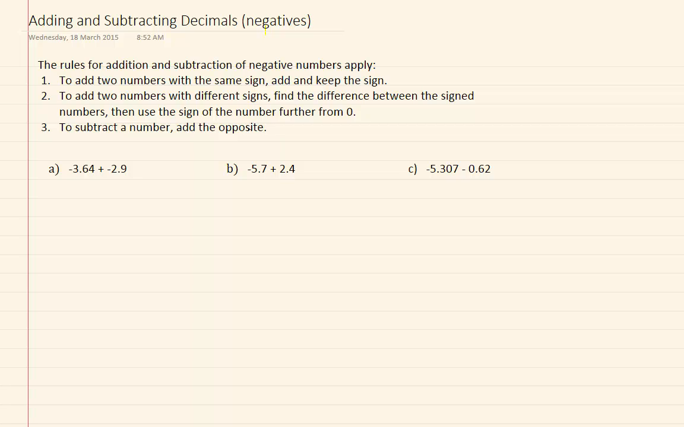So the first rule says to add 2 numbers with the same sign, add them together and keep the sign. Okay, so you either got 2 positive numbers or 2 negative numbers. In those cases, add the 2 numbers together and keep the sign, whatever that is, positive or negative, which both numbers have. So let's just see an example of that now. Example A here is going to demonstrate our first law.